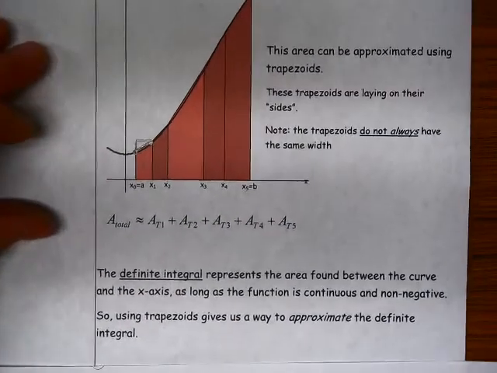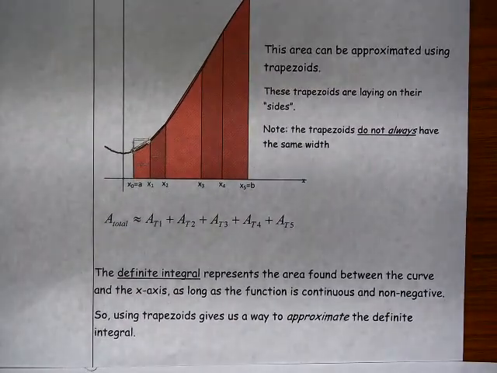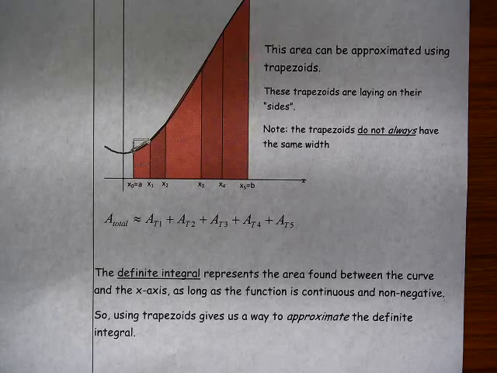All right, so the definite integral represents the area between the curve and the x-axis, as long as the function is continuous and non-negative. So using trapezoids just gives us another way to approximate the definite integral. That's the whole concept here today.